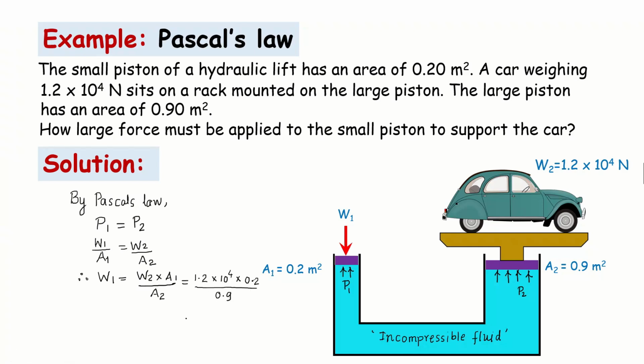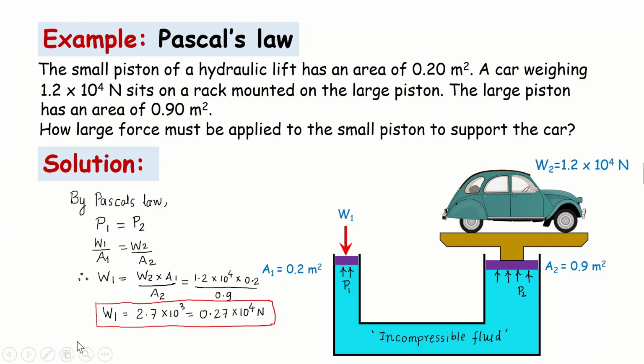So we'll write down all the values over here in this equation. And friends, if you solve this equation, you can easily find the load required on the smaller piston. You'll be getting this value as 2.7 into 10 raised to 3, or you can also write 0.27 into 10 raised to 4 newtons.